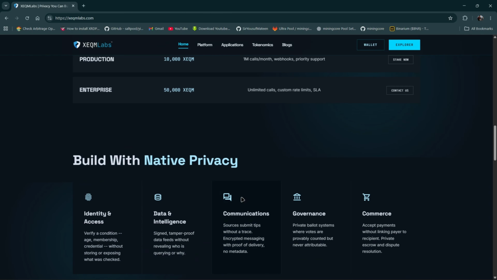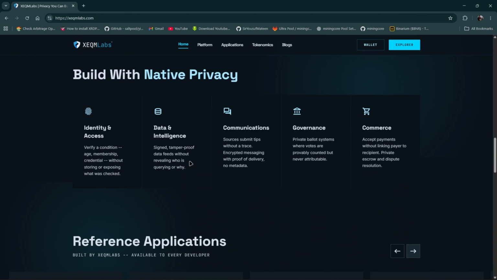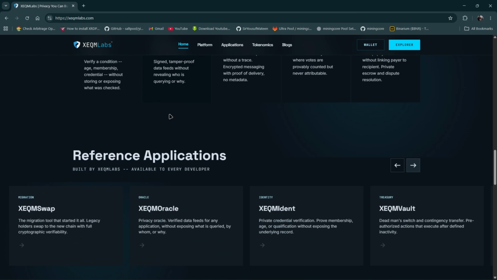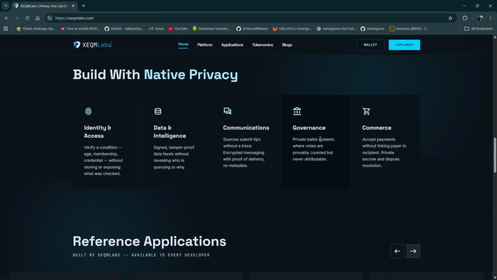So, built with native privacy, identity and access. These are all the things that can be covered with privacy, but I think these are specific to the project XEQM. Verify a condition, age, membership, without storing or exposing what was checked. Okay, so these are the things that we talked about in part 1 and were pretty interesting.